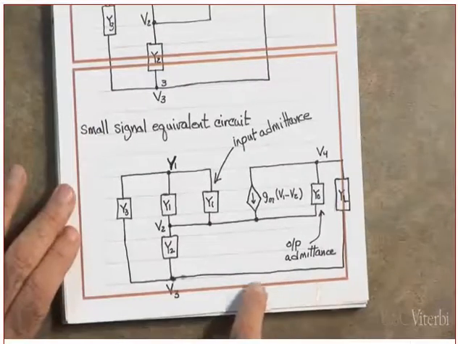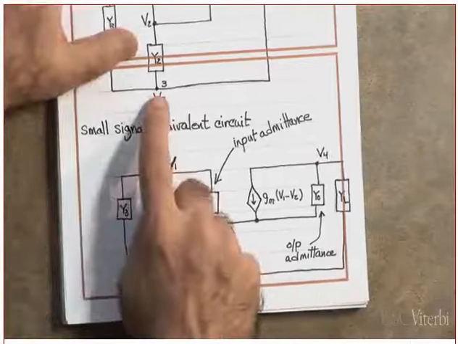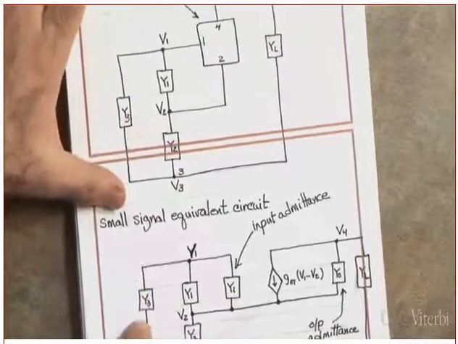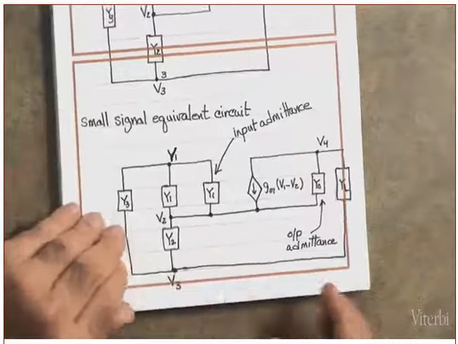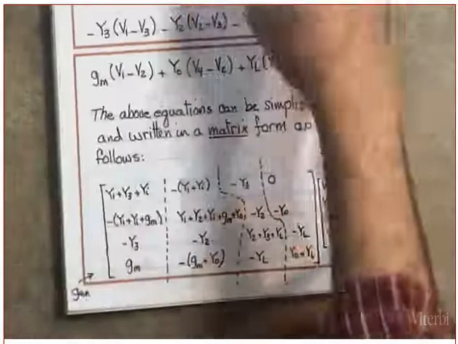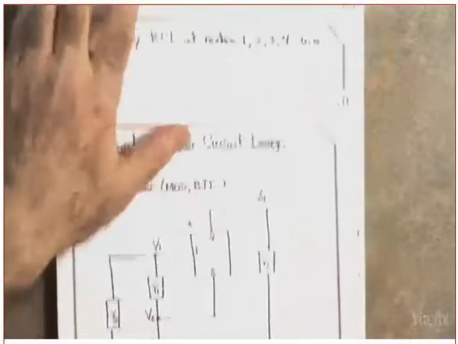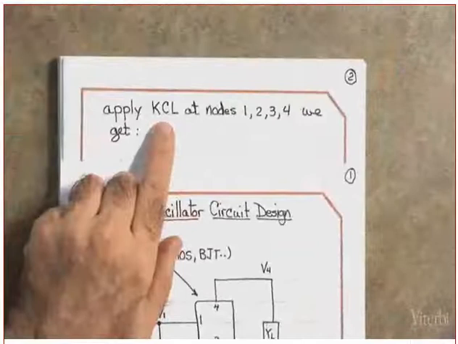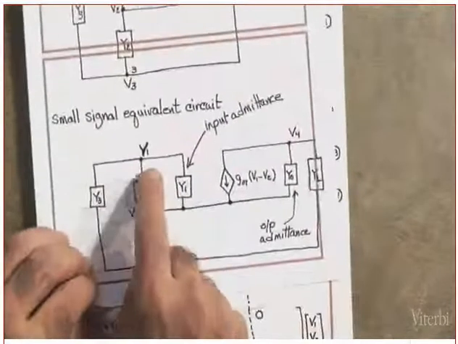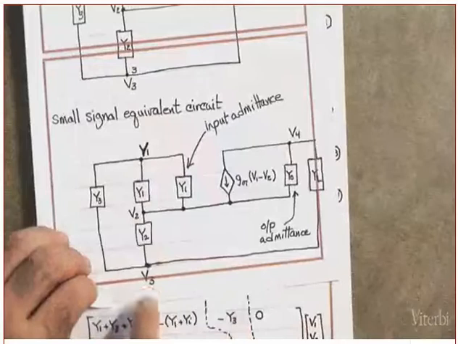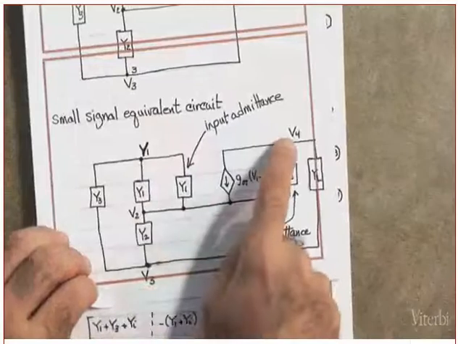Okay. What is this, by the way? That's the P3. This one here is the third point, and this is the Y3. Did you get this? Yes or no? No response. Okay. Then what do I do? I apply the KCL. What is the KCL? Kirchhoff's current law at nodes 1, 2, 3, and 4.